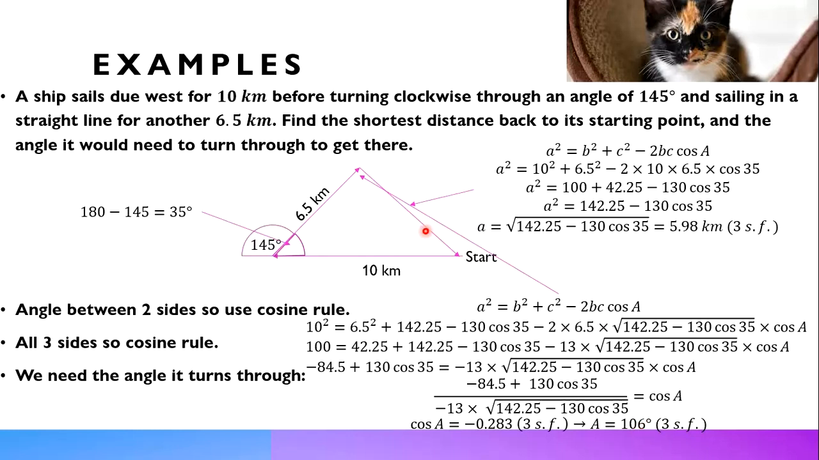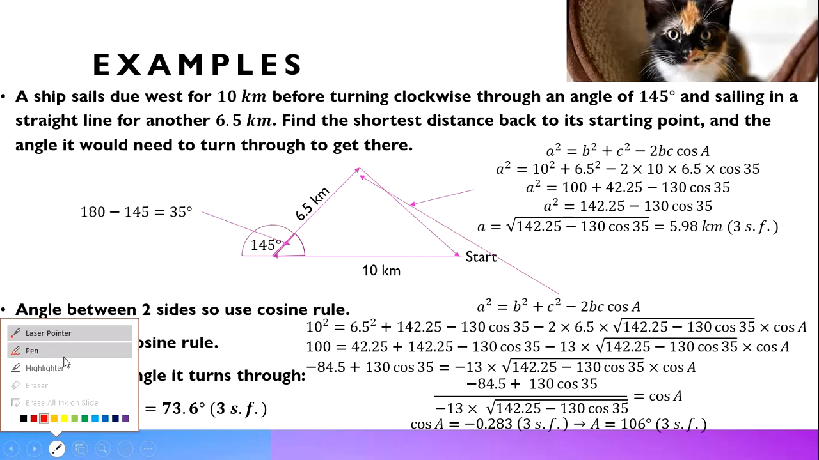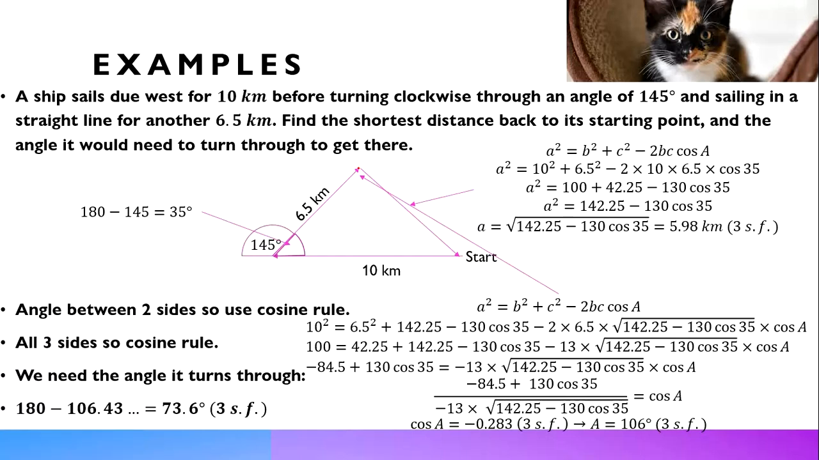We need the angle it turns through. So we found this angle, but we want to find this angle to find how far it turns. So we're going to do 180 minus that, because if we were to extend this line like this, we want to find this angle.